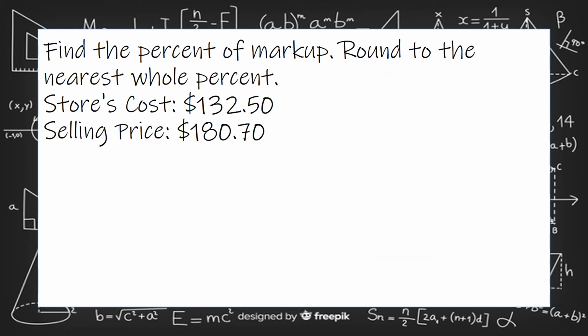Find the percent of markup. Round to the nearest whole percent. So on this one, we're going to use the same formula as before, where we do the increase or decrease, depending on which one you're doing. Increase over the original equals x over 100. So the store's cost is $132.50 and the selling price is $180.70. So the original is $132.50.